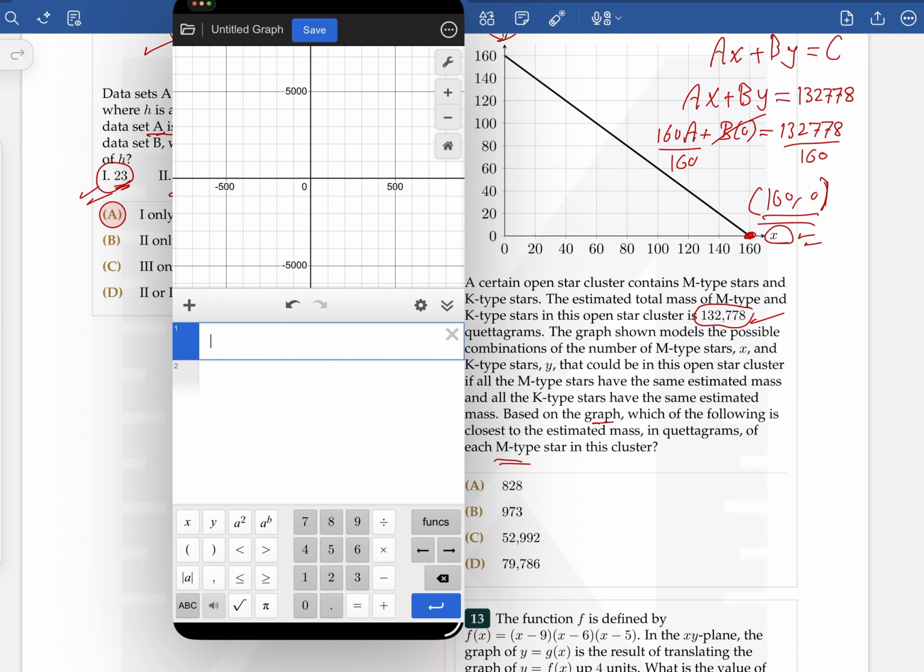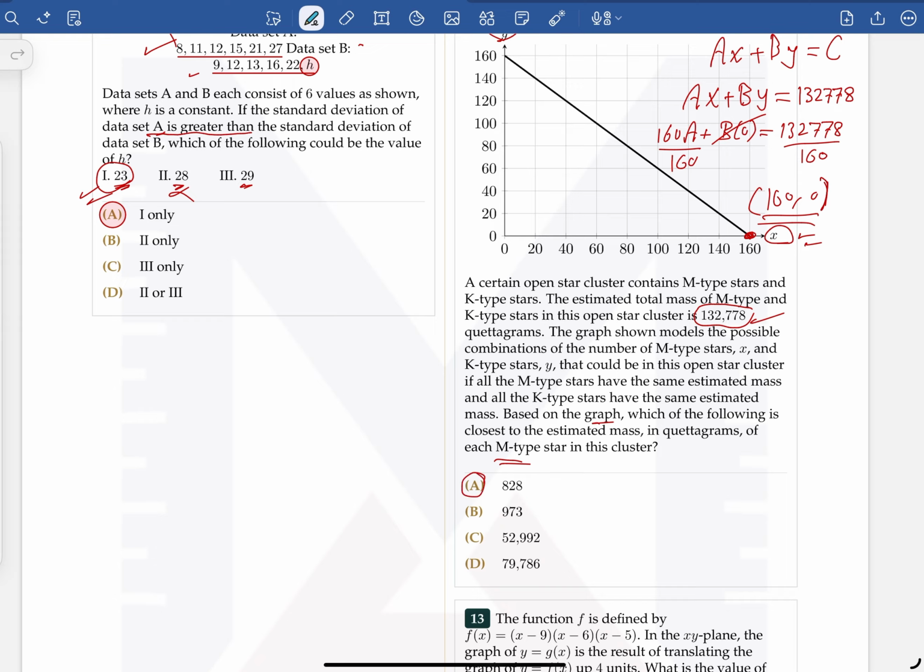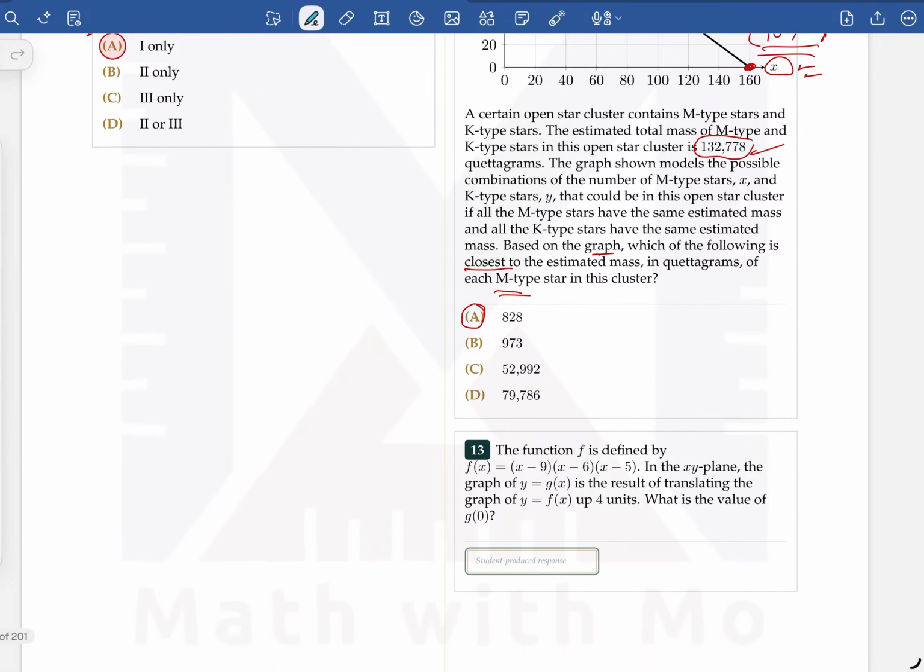So we divide this number by 160, and we can do that here. 132,778 divided by 160, and you get the answer 829.8, which is very close to 828. As you can see here, letter A, 828, because the question asks which one is the closest number. The closest means the number that, if you round it, you can find a similar number.